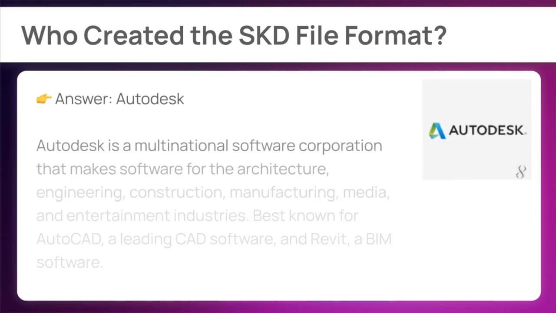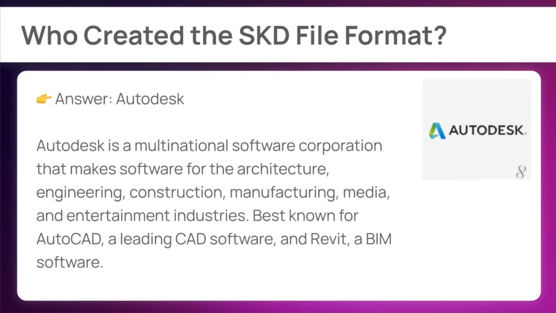SKD files are structured using a proprietary binary format specific to Autodesk AutoSketch. The file format stores vector graphics data, layer information, object properties, color, line weight, etc., and text elements. The internal structure is optimized for efficient storage and retrieval of drawing data within the AutoSketch environment.